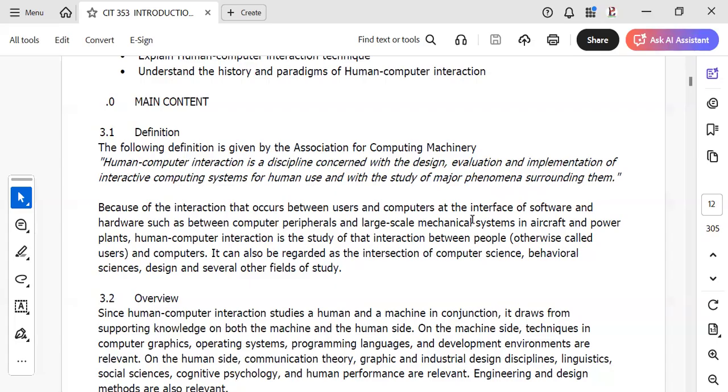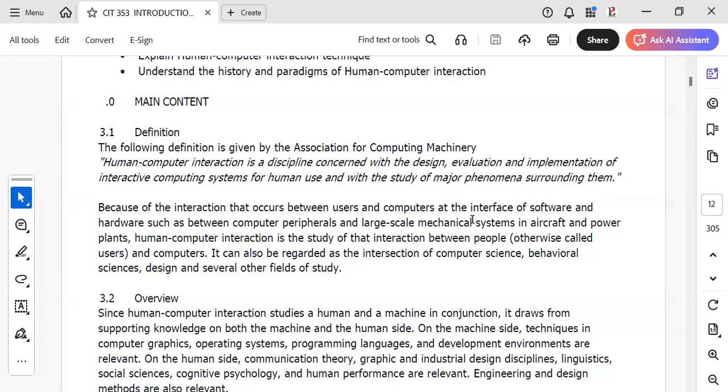Because of the interaction that occurs between users and computers at the interface of software and hardware, such as between computer peripherals and large-scale mechanical systems in aircraft and power plants, human-computer interaction is the study of that interaction between people, otherwise called users, and computers.